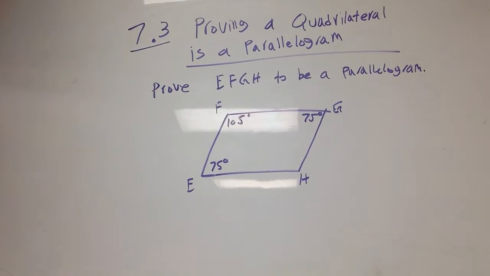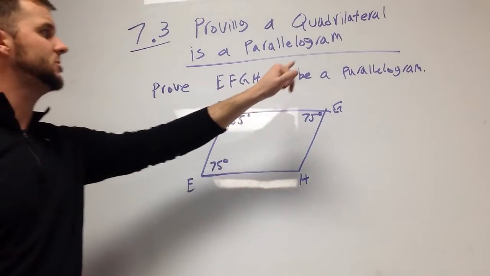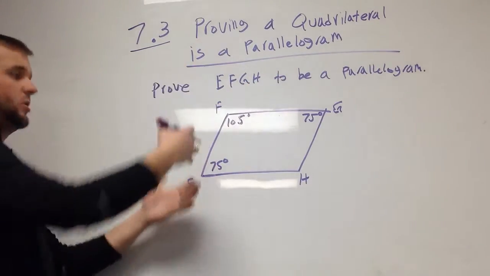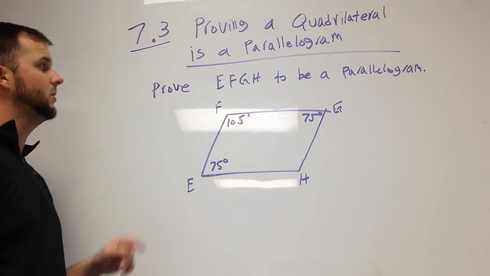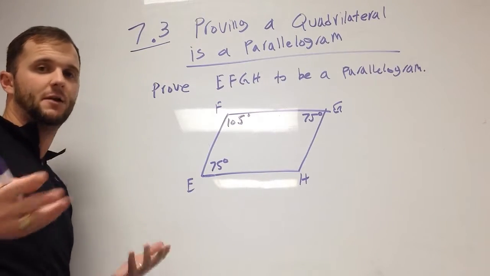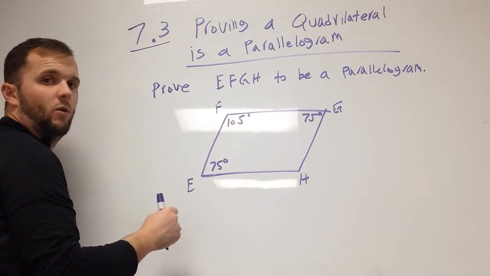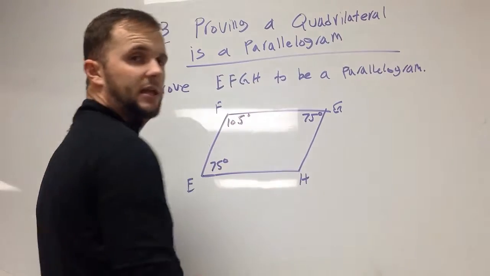In this example, it wants me to prove quadrilateral EFGH to be a parallelogram. So right now what I can see is I have a quadrilateral and I have angles basically here. So one thing I can look at is all of these angles here in a quadrilateral are going to add up to 360 degrees. Because 75 and 105 is going to equal 180. And then I know 75 plus whatever this angle here is going to equal 180.